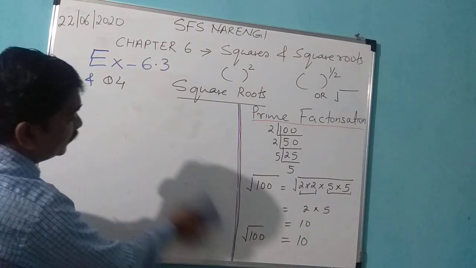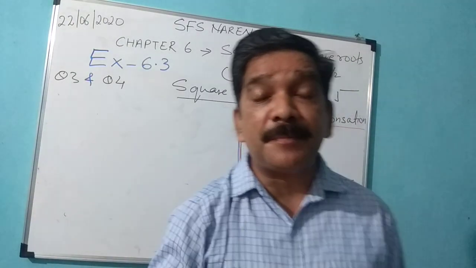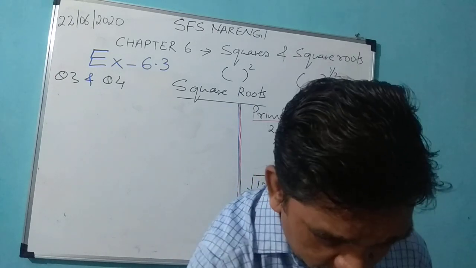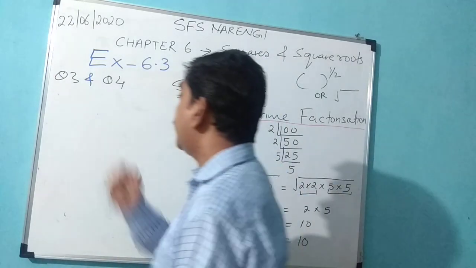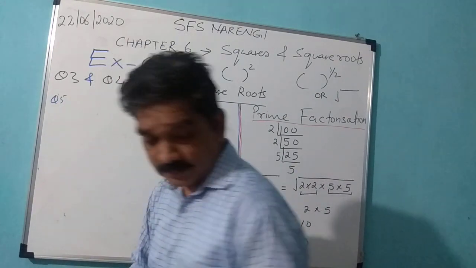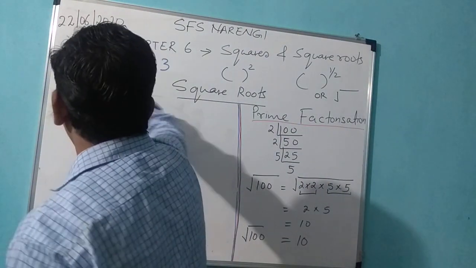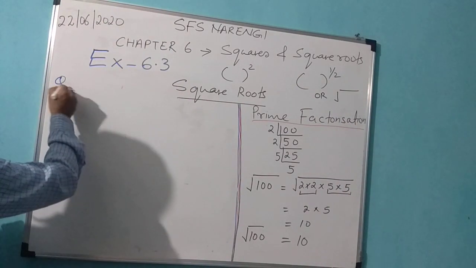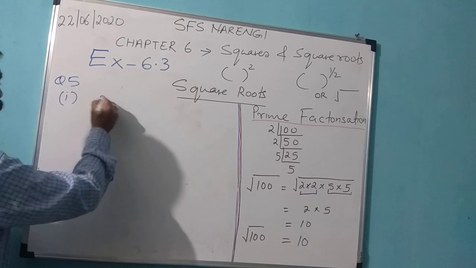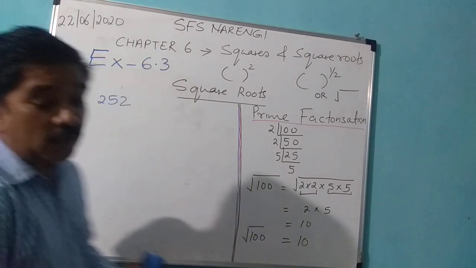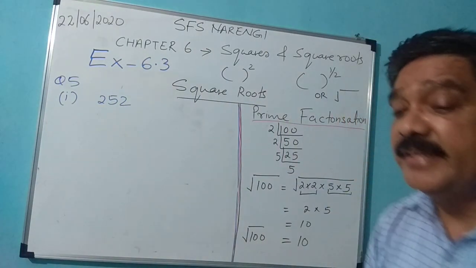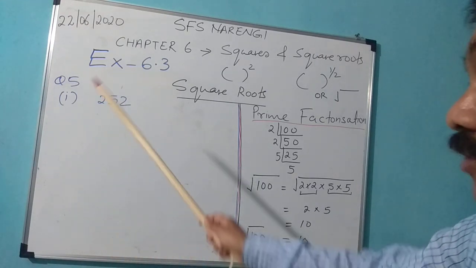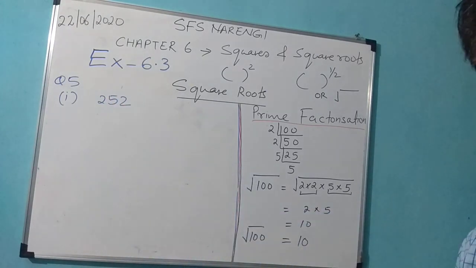So my dear students, question number 5 is you have to multiply a number so that it becomes a perfect square. If I take the first part, it is 252. This is the number. Now, this is not a perfect square. You square any number, you will not get 252. That means we have to multiply a number here so that it becomes a complete square.